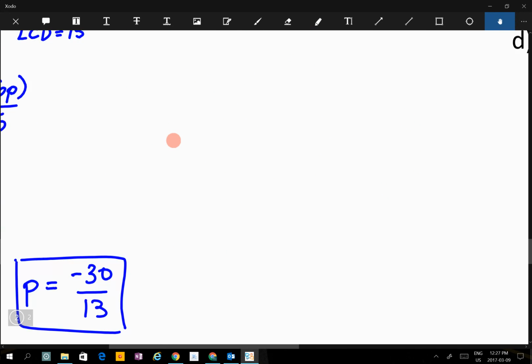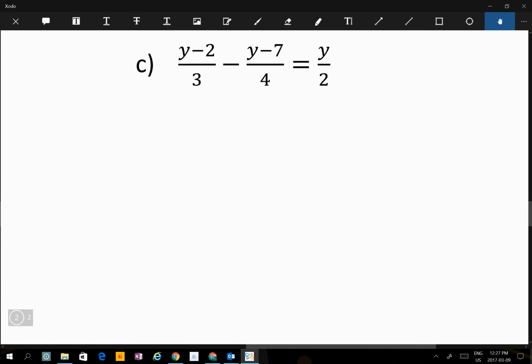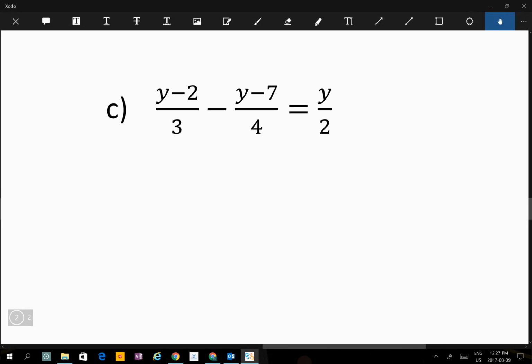Okay, moving on to example C. So here's an equation with three terms, all with a different denominator, 3, 4, and 2, but I can identify a common denominator of 12. LCD equals 12. So I'm going to convert every fraction into a fraction out of 12.